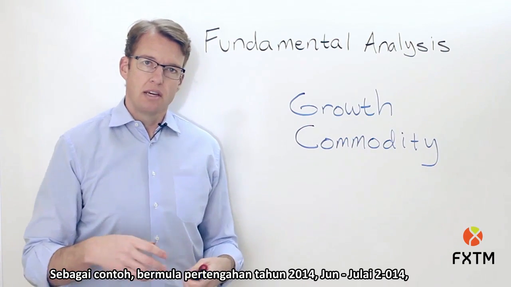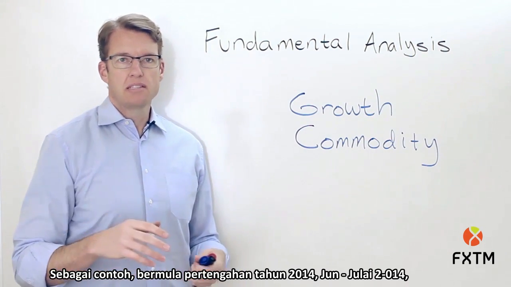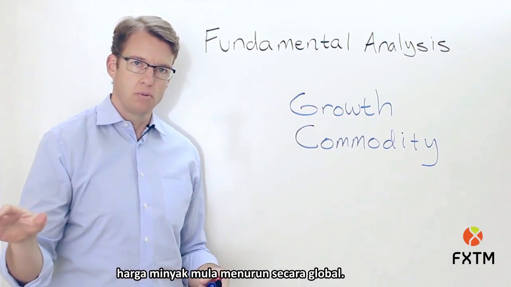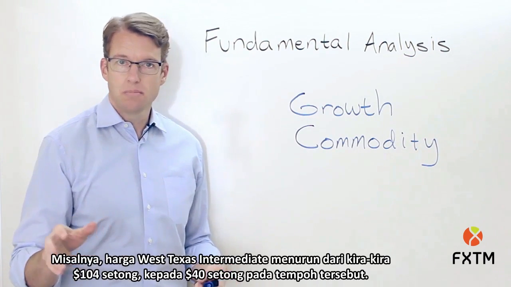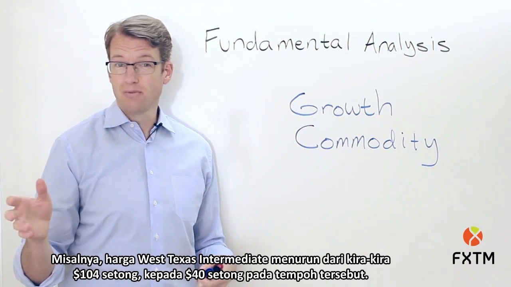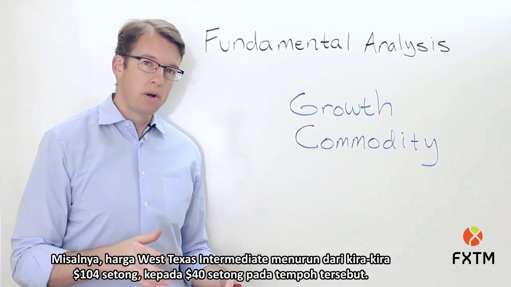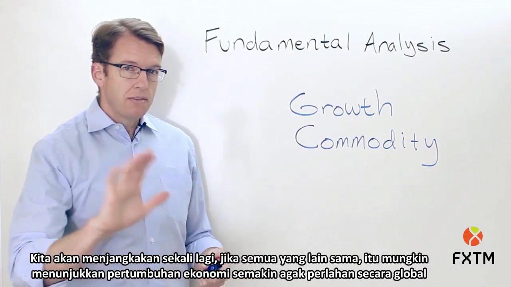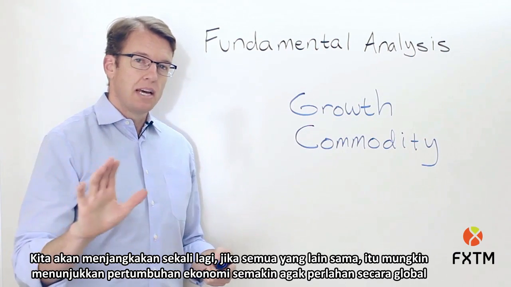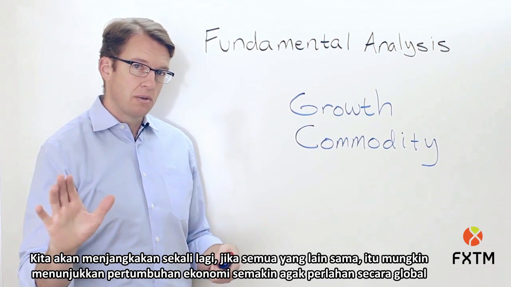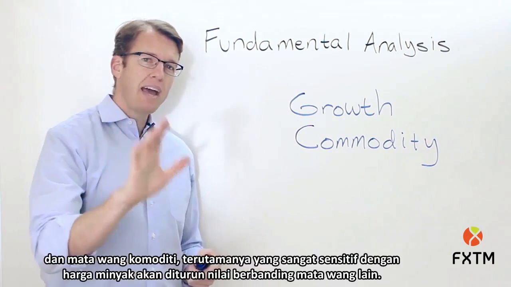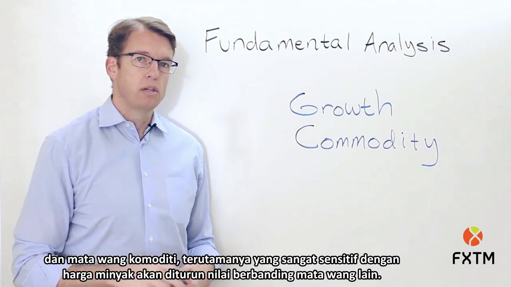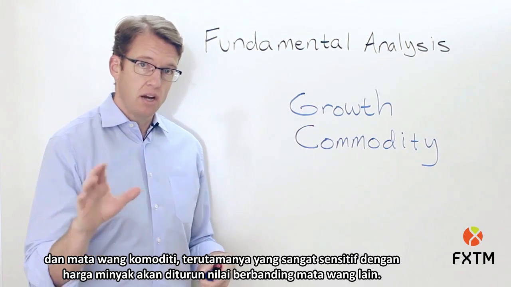So for instance, starting at about the middle of 2014, so June, July 2014, oil prices really started to come down globally. So West Texas Intermediate prices, for example, came from about $104 per barrel to less than $40 per barrel during that period of time. So we would expect, again, if everything else is held equal, that probably indicates that economic growth is slowing down a little bit globally, and that commodity currencies, especially those who are very sensitive to the price of oil, should be devaluing against other currencies.